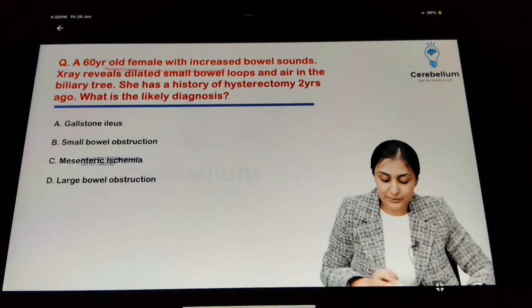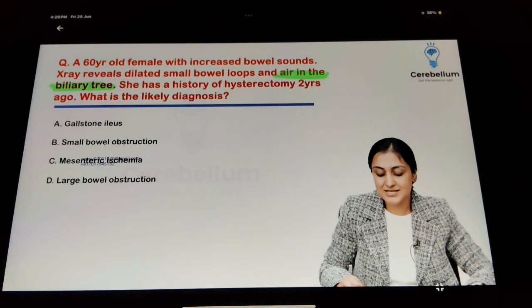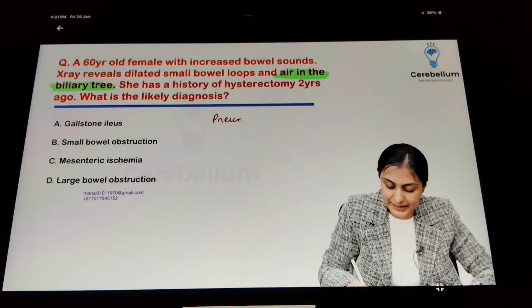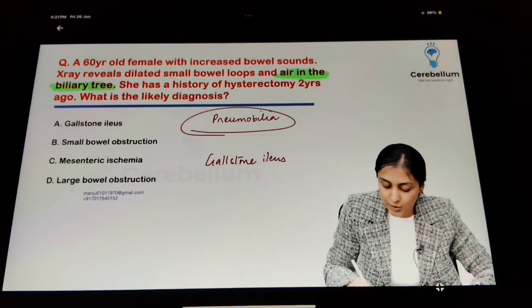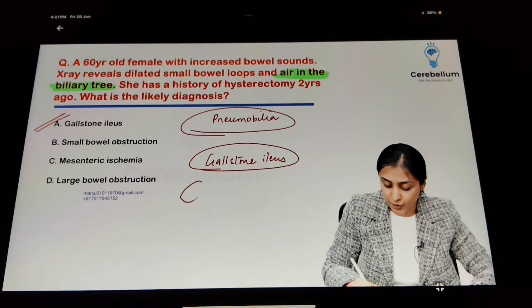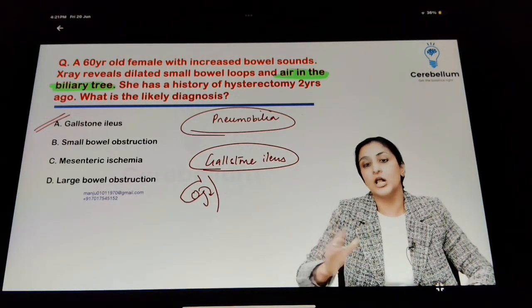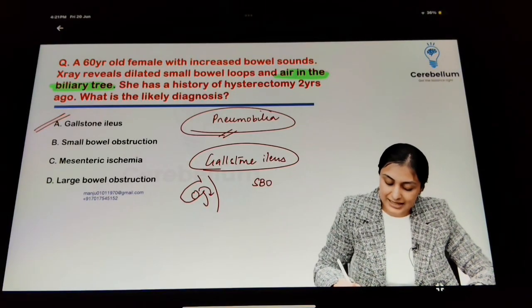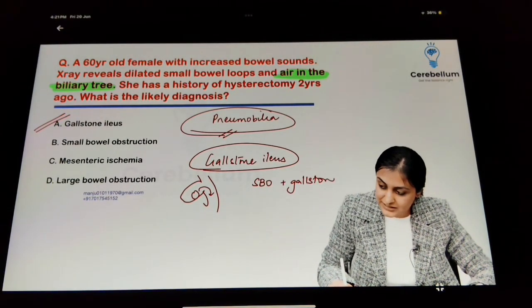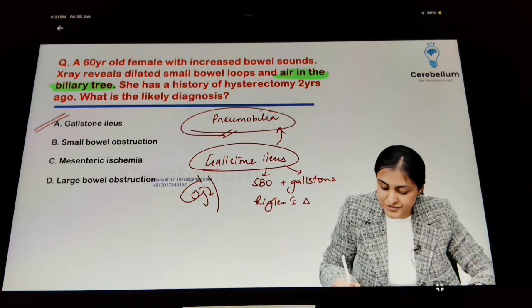Next, 60-year-old female with increased bubble sounds. We are seeing dilated small bowel loops and air in the biliary tree. This is a buzzword. Whenever you hear pneumobilia, it can be one thing only, which is gallstone ileus. Gallstone ileus is where you have a communication of the gallbladder with the duodenum. Because of that, a stone passes into the intestine, leading to small bowel obstruction. So that is where you will have air in the biliary tree, you will have small bowel obstruction, and you will have a gallstone. So when you see this triad of pneumobilia, small bowel obstruction, and gallstone, this triad is called the Rigler's triad.